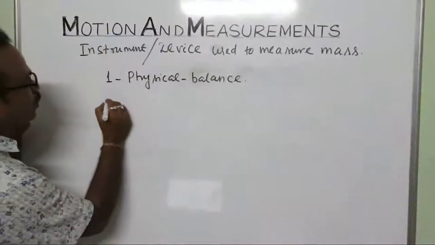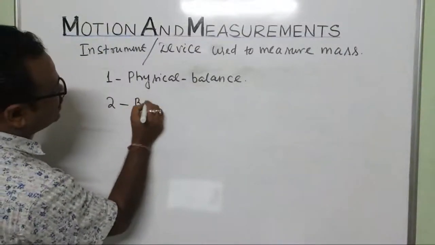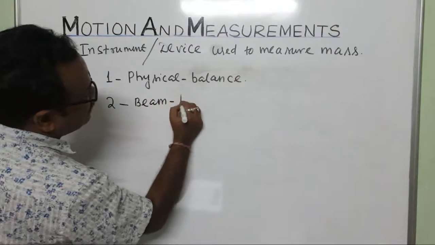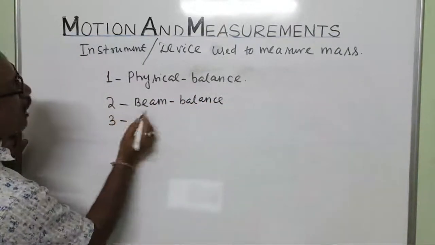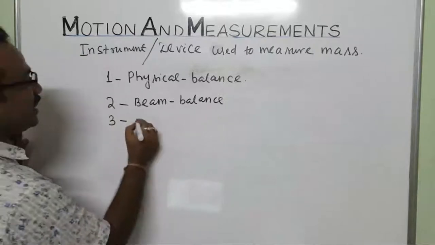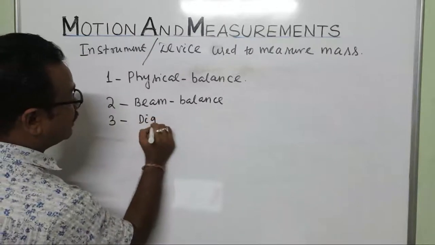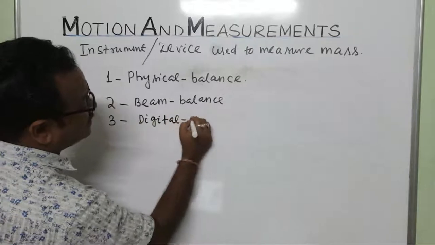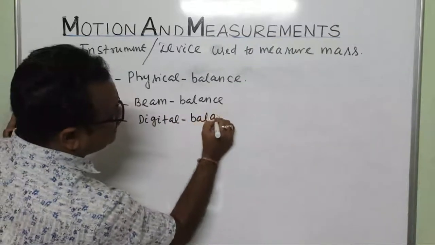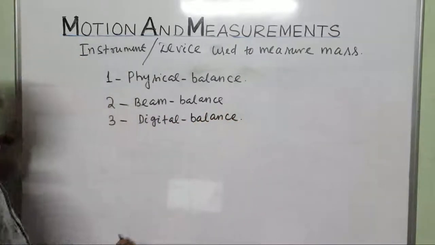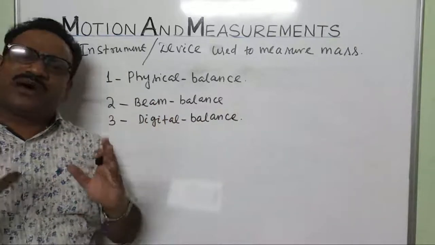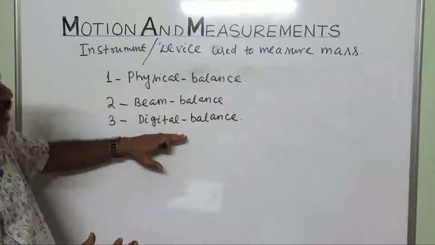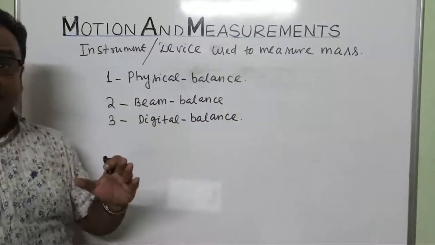Physical balance. Number 2, we are using beam balance. Number 3, digital balance. Now, one by one, beam balance is very popular. Everywhere we are using beam balance. Nowadays, we are also using digital balance.